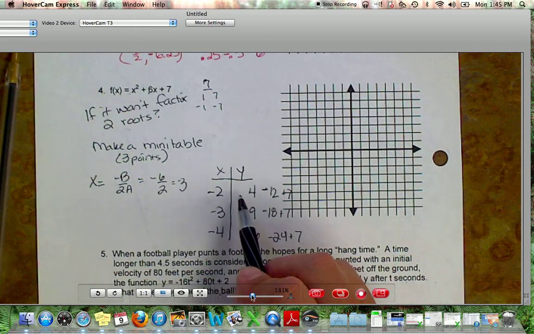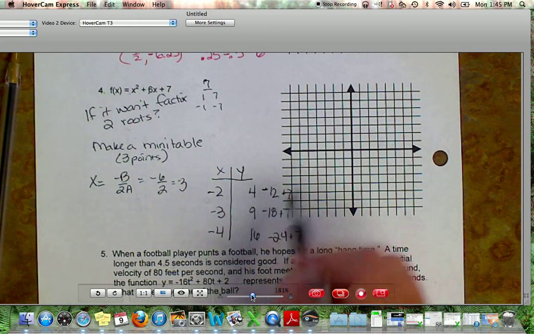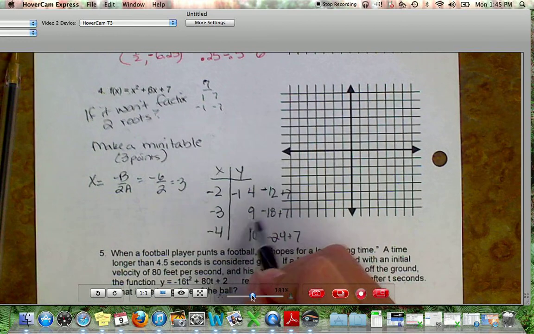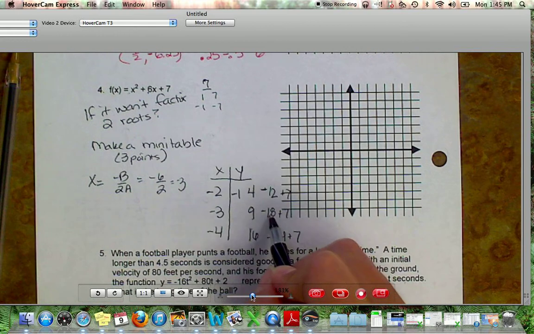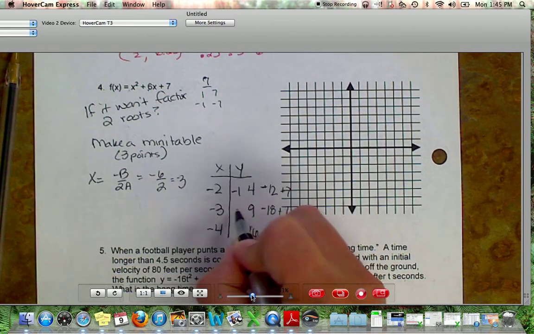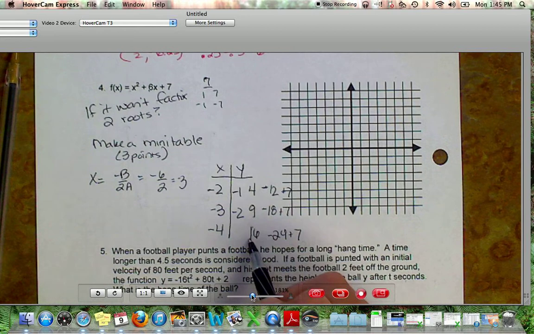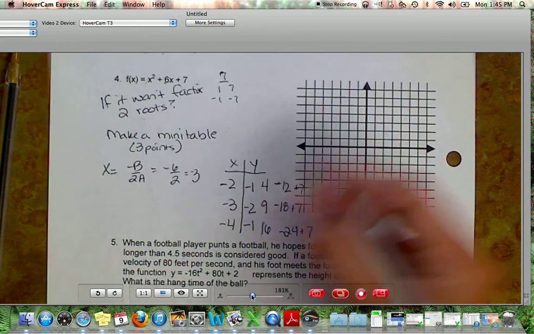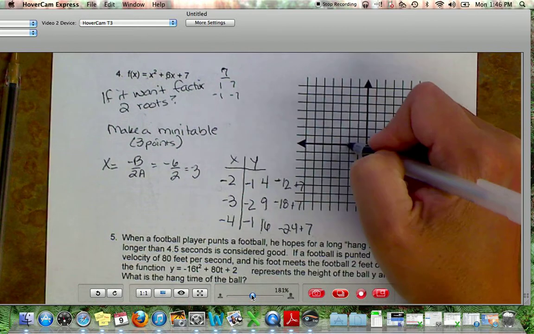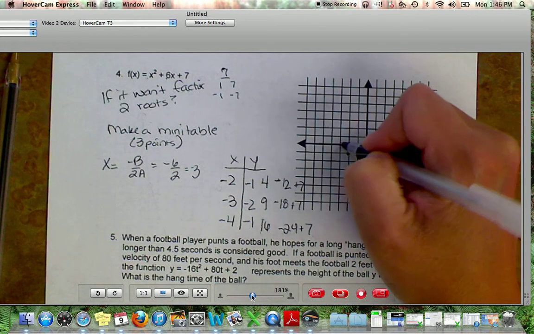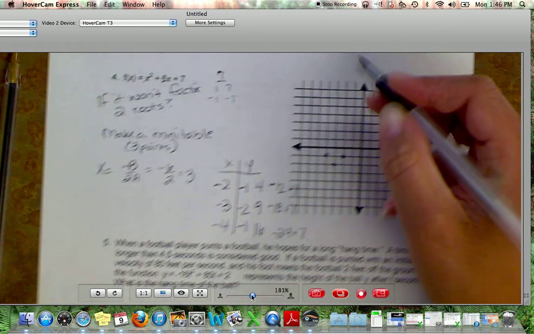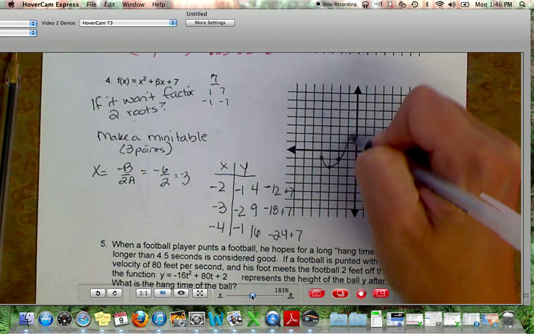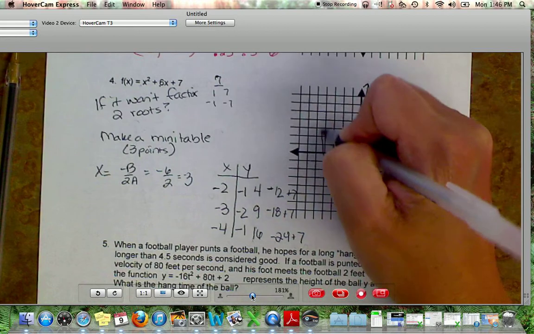So we get 4 minus 12 plus 7, so that's negative 1. 9 minus 18 plus 7 is negative 2. 16 minus 24 plus 7 gives us negative 1. So negative 2, negative 1, negative 3, negative 2, negative 4, negative 1. And so we still have 3 points. We don't have the roots.